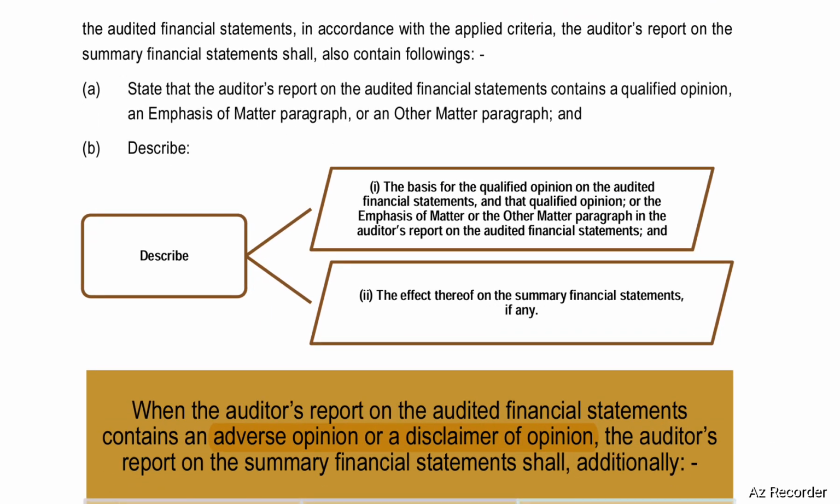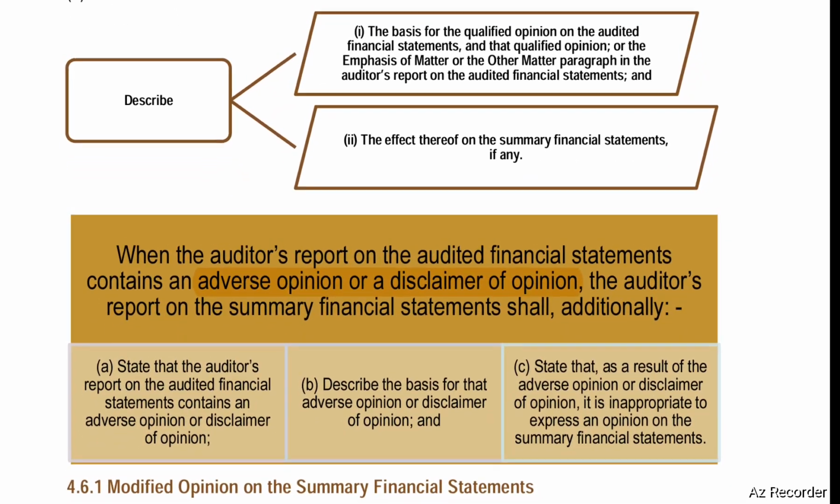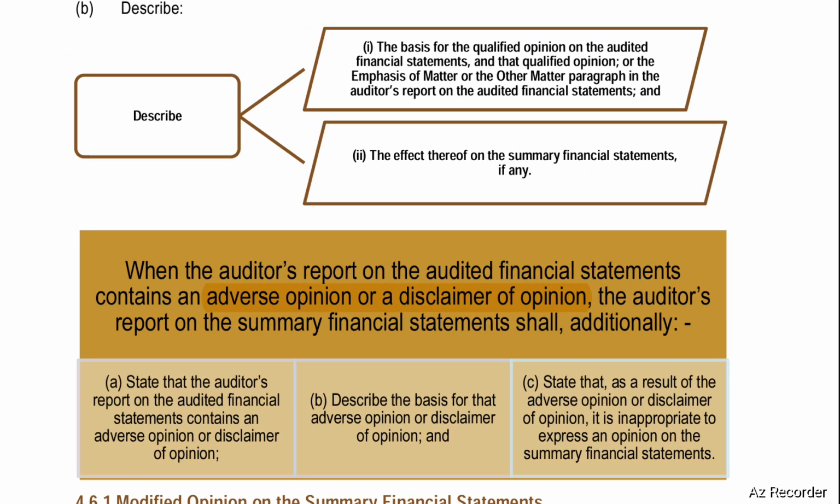The auditor's report on the summary financial statements shall also contain the following. State that the auditor's report on the audited financial statements contains a qualified opinion, an emphasis of matter paragraph or other matter paragraph, and describe the basis for the qualified opinion on the audited financial statements, and that qualified opinion or the emphasis of matter or other matter paragraph in the auditor's report on the audited financial statements and the effect thereof on the summary financial statements, if any.